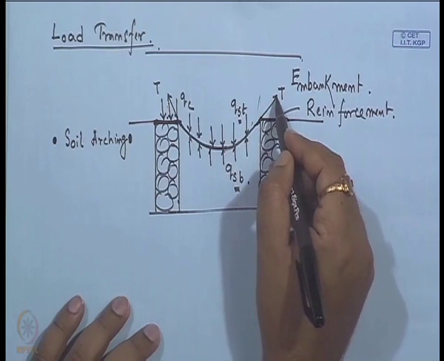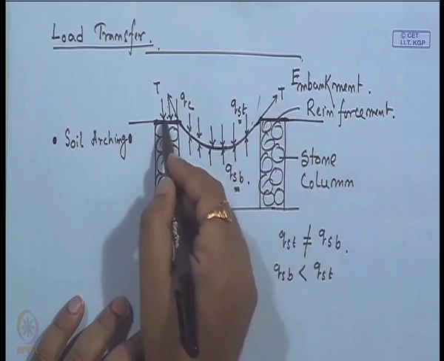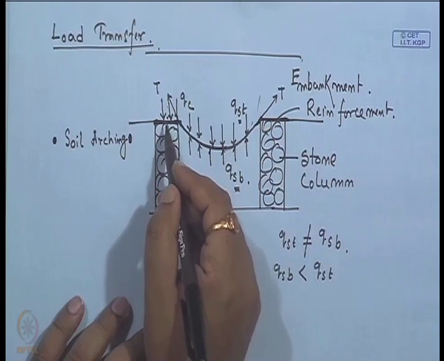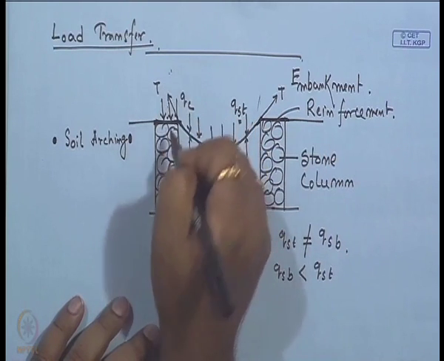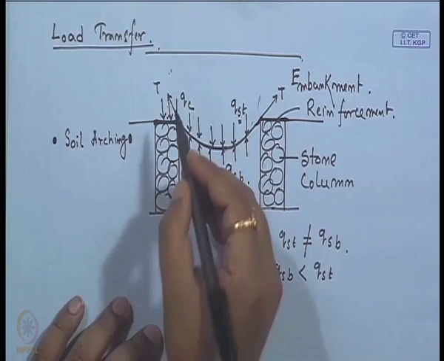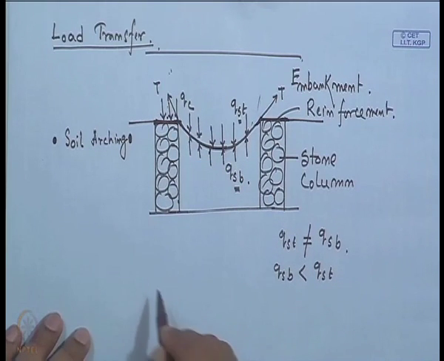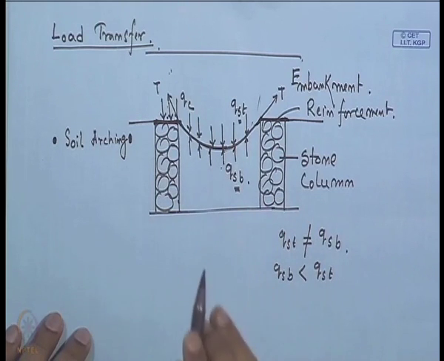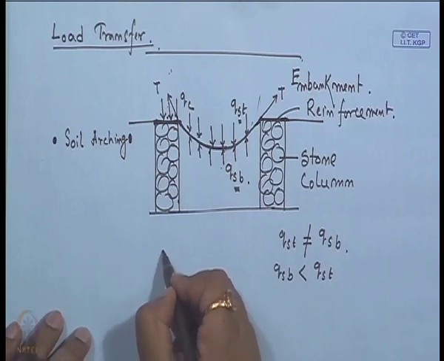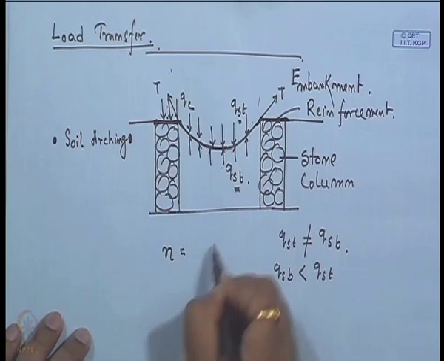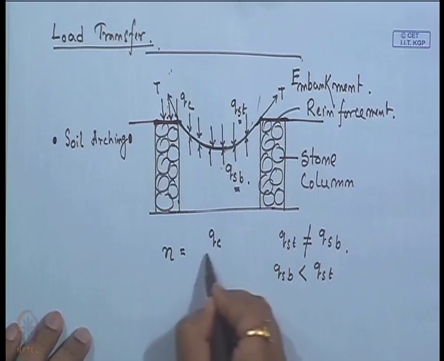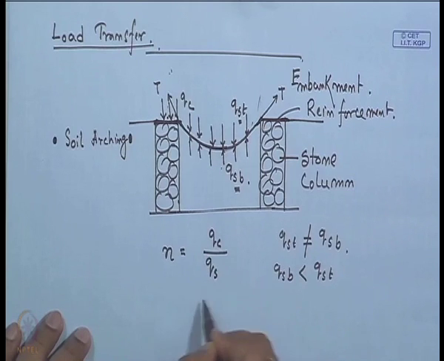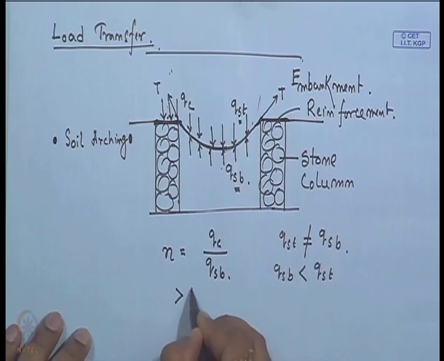If there will not be any mobilized tension, then you will not get any reduction of the stress. So, that means the QC is considered to be the same above and below the reinforcement layer. That means the stress on the stone column and the stress on the soft soil are not the same. If I take one ratio n, that is the stress on the stone column to the stress on the soft soil, or here you can write S B, this is always greater than 1.